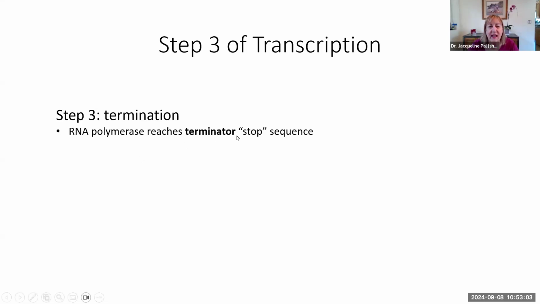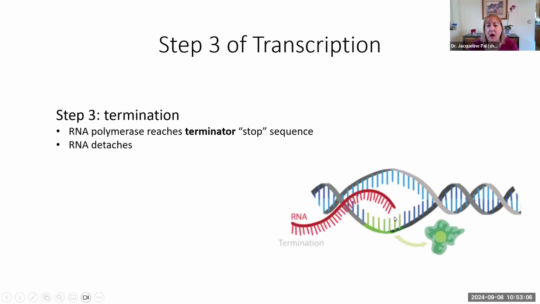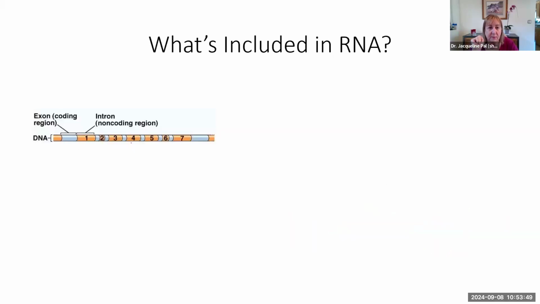Okay, so when it reaches that terminator stop sequence, the RNA polymerase is going to detach, and the original hydrogen bonds of the 2 strands of the DNA are going to reattach, and so the double helix is going to reform of the original DNA. It is not harmed in the making of the complementary RNA strand. So remember, only one complementary RNA strand is made. It's made to the side that had the promoter and the terminator gene on it.